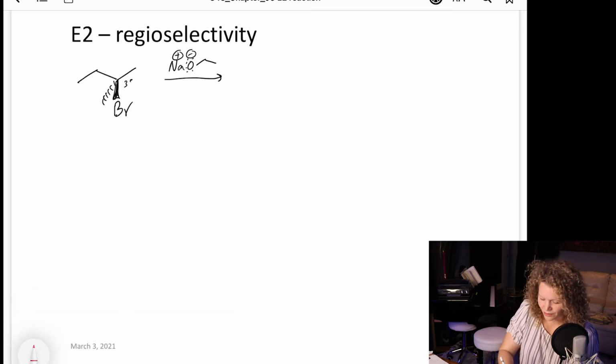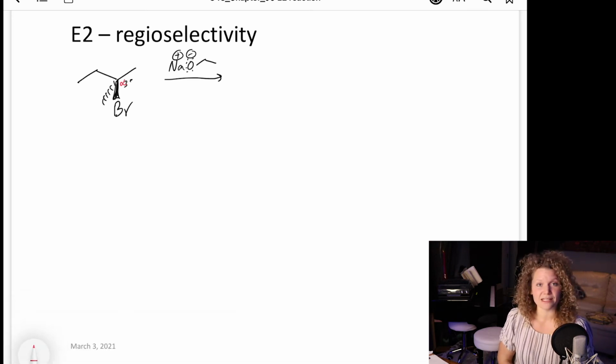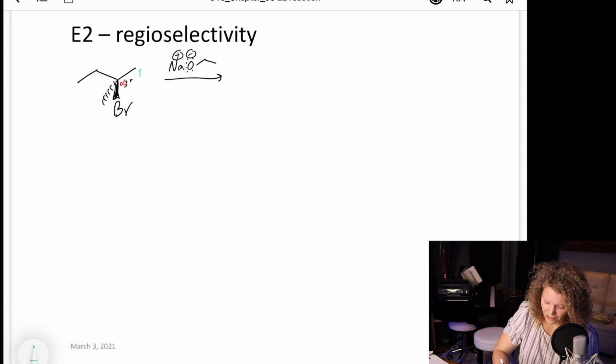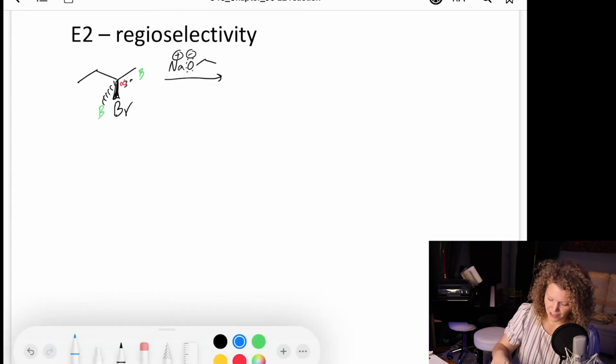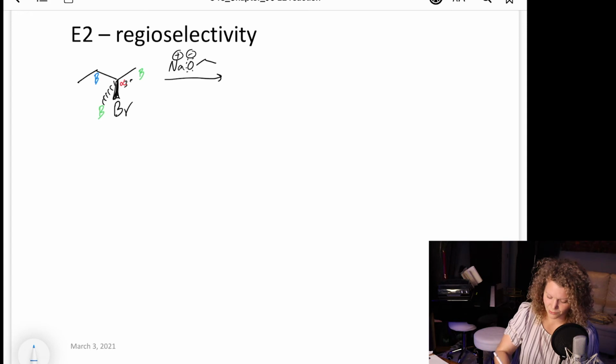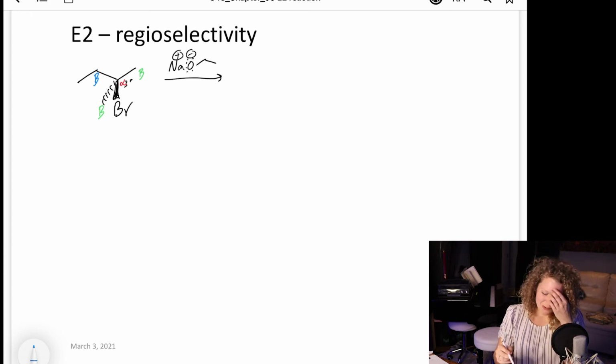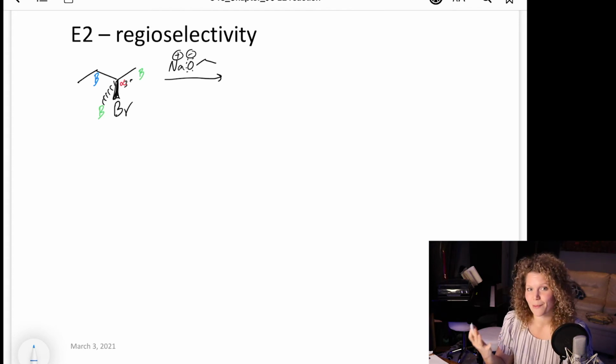Let's just make sure. Let's label our alpha carbon. There it is, right there, the carbon with the leaving group. And let's label our beta carbons here. We've got a beta carbon here, a beta carbon here, and we also have a beta carbon on this group, that ethyl group, right? Notice I've used two different colors. So the methyls there are going to give us the same product. Okay, they're both methyls, but the one in blue is going to give us a different product.